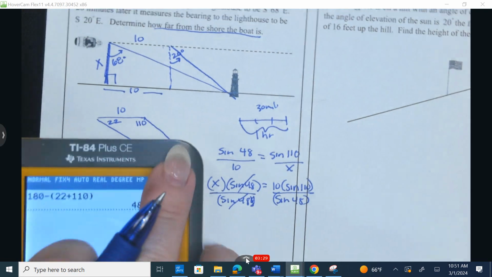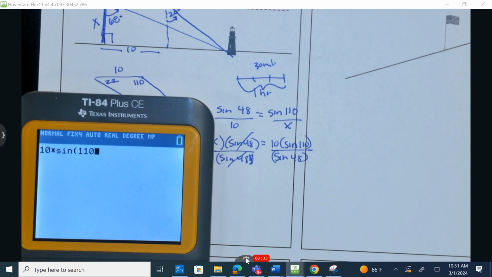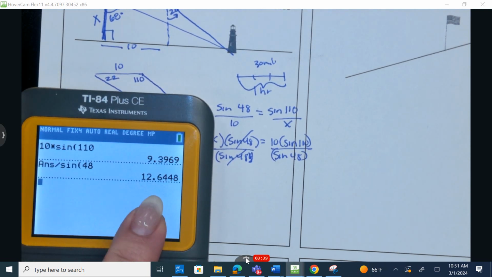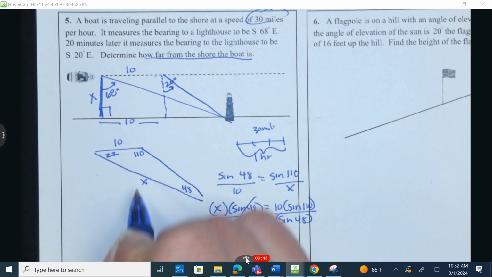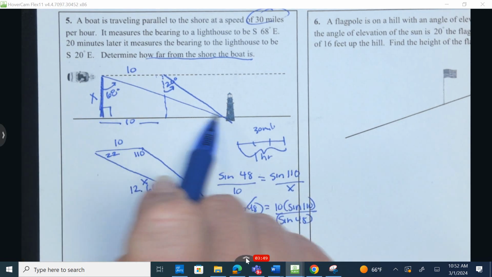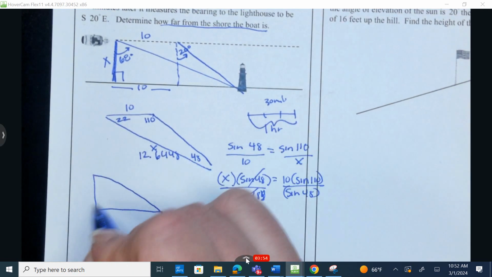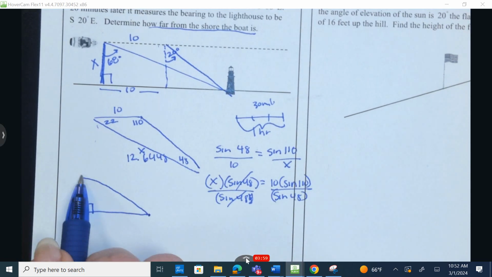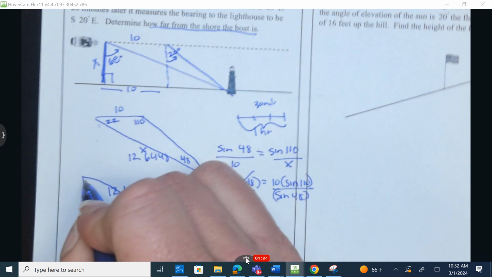Okay, let's see this. 10 times the sine of 110 divided by the sine of 48. So this is the measurement right here. It's not the direct distance from the boat to the shoreline. So this is 12.6448. I'm going to draw this right triangle now. It's an ugly right triangle. And this diagonal will be this distance. This is 12.6448.